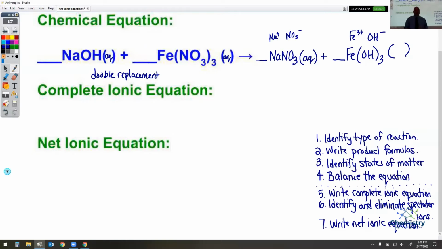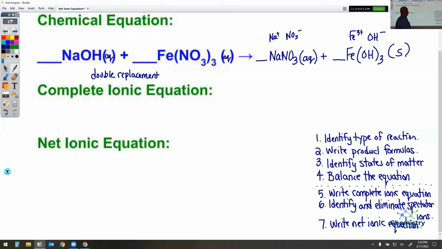All group 1 metals are soluble and all nitrates are soluble. Finally, looking at our iron 3 hydroxide product. Hydroxides are insoluble compounds for the most part. Iron is not an exception to that. So iron 3 hydroxide should be identified as a solid. Now we're ready to balance the equation.